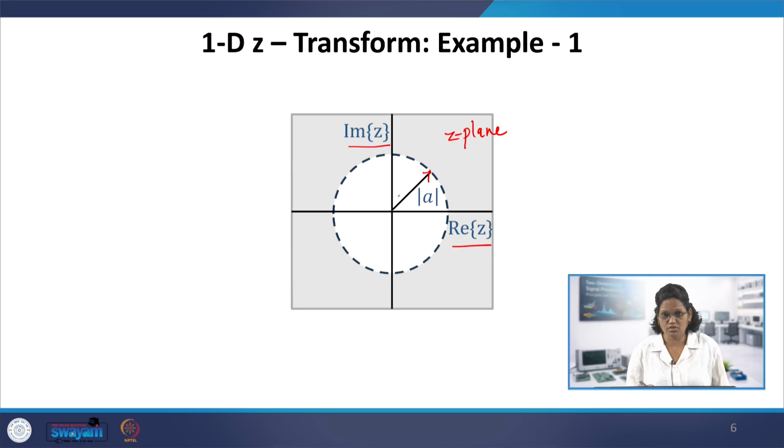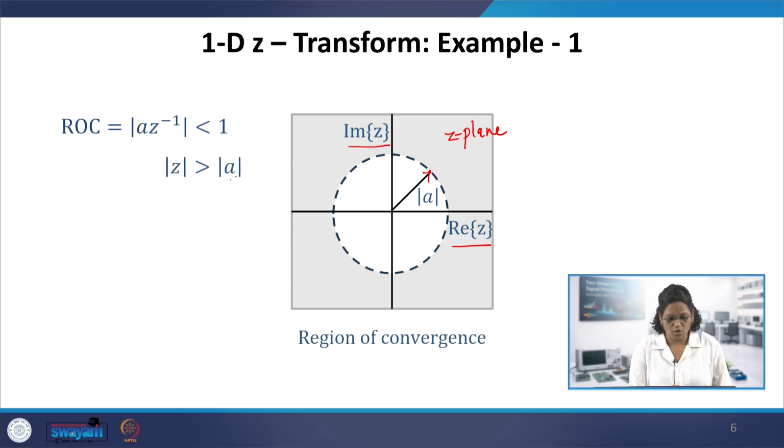So that's the sequence x of n in which this Z transform converges for |z| greater than a. Moreover, this is a causal sequence, that is, it exists for n greater than or equal to 0. In that case, the ROC is |z| greater than a. So we have defined this as the region of convergence for the right-sided sequence.